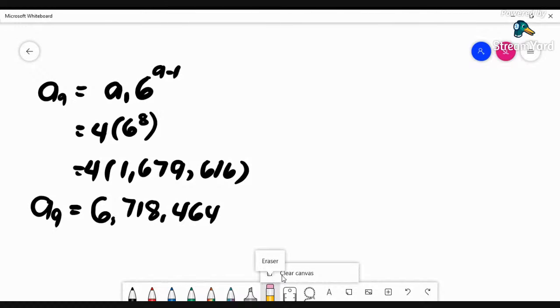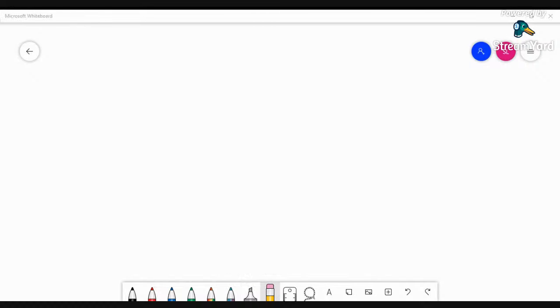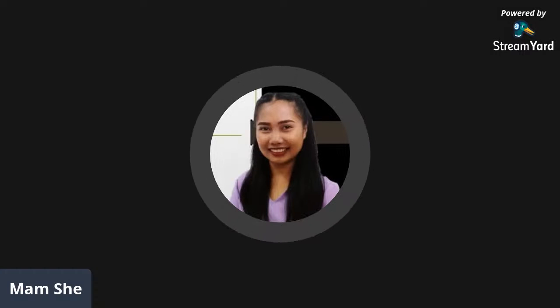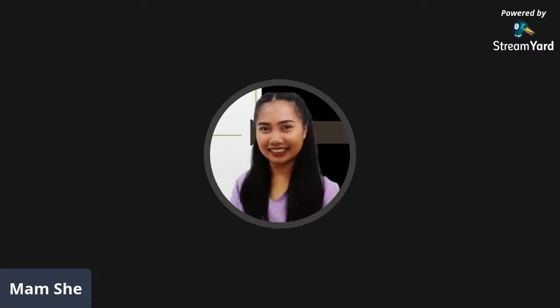Okay, I think it's really easy to use a calculator in finding the geometric sequence because we are dealing with large numbers or sometimes fractions.